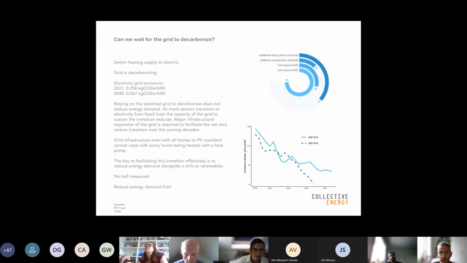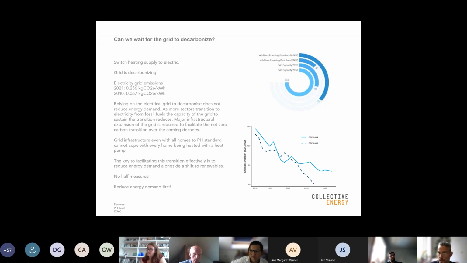I suppose one of the big questions is, can we just wait for the grid to decarbonize? BEIS have said that at the moment there's almost a quarter of a kilo of CO2 in every kilowatt hour of electricity, but by 2040 that will be down to about 67 grams. However, relying on electricity to decarbonize is going to put a huge amount of pressure on the national grid, and currently there is not capacity. Even if every home in the nation was retrofitted to Passive House standards, not EnerPHit, but Passive House standards, where your peak heating load is 15 kilowatt hours, that would be taking up almost half of 2050's grid capacity.